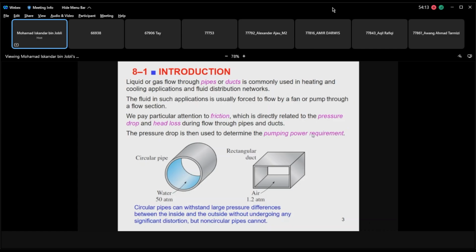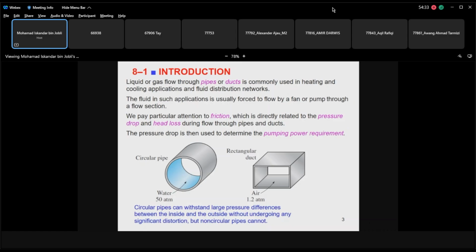Just now I told you about the use of a pump. When you go to the hardware store, they have pumps of different power. They'll tell you this one is 0.5 horsepower, this one is 0.5 kilowatt, this one is 1 kilowatt, this one is 2 kilowatt. So which one would you choose?